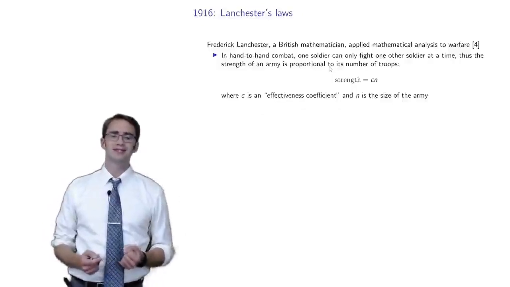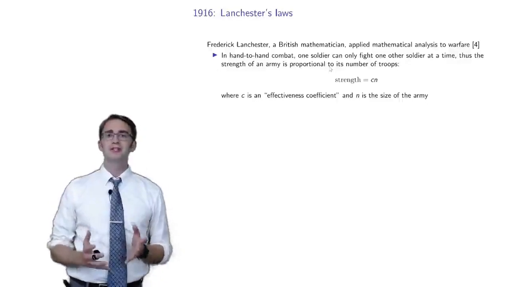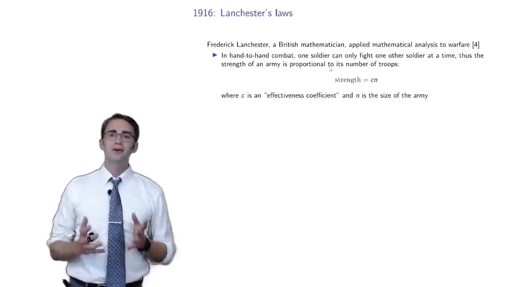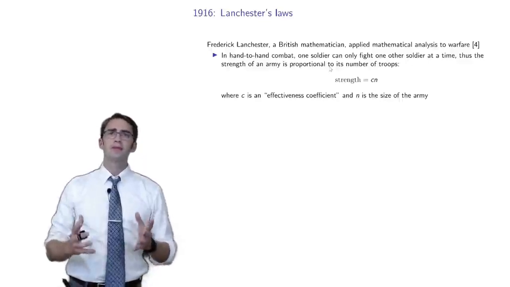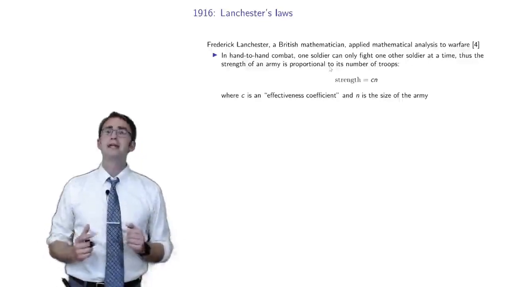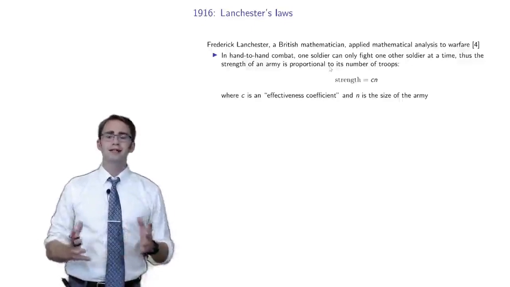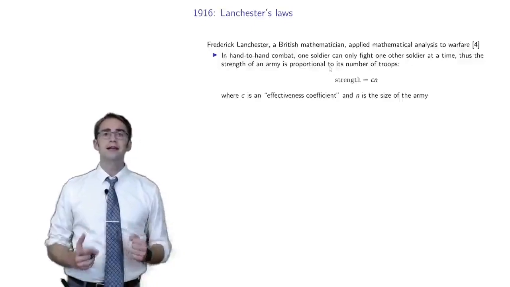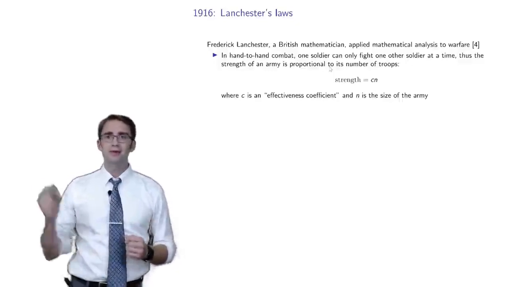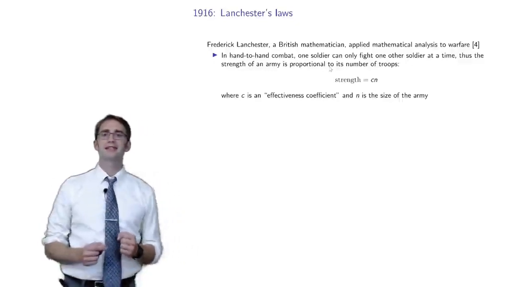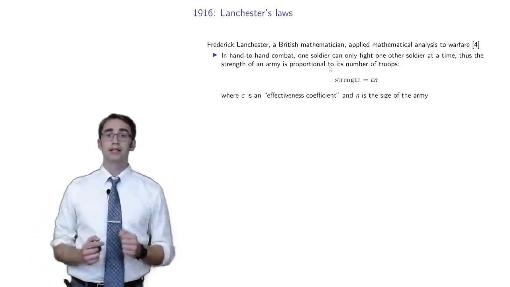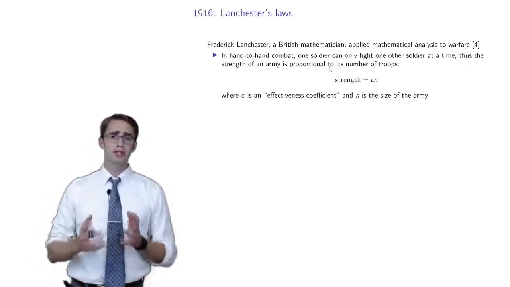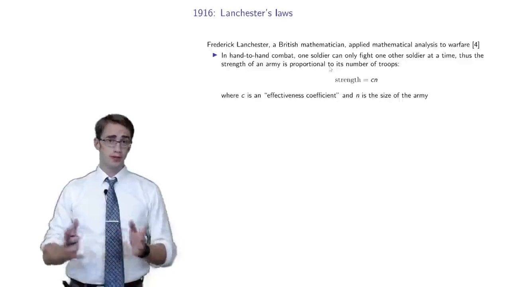1916, Lanchester's laws. Frederick Lanchester was a British mathematician who applied mathematical analysis to warfare. He looked at armies. He said, okay, if you have two armies competing with each other, how can you characterize their strength? He said, if you have hand-to-hand combat, if people are using swords and axes and things like that, then one soldier can only attack one other soldier at a time. And so therefore, the strength of an army is proportional to the number of troops, right?